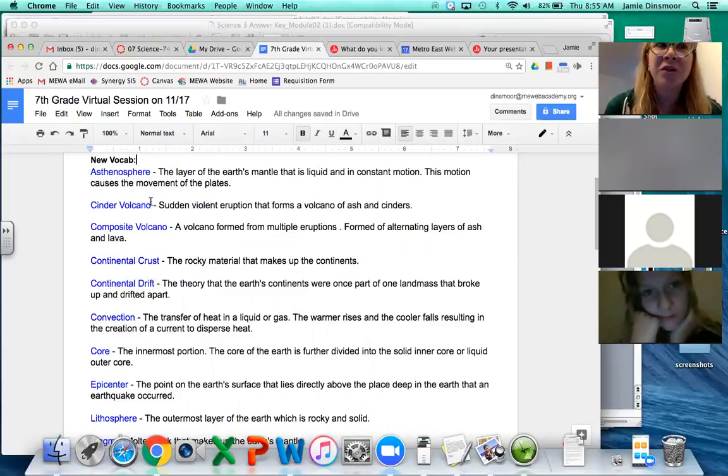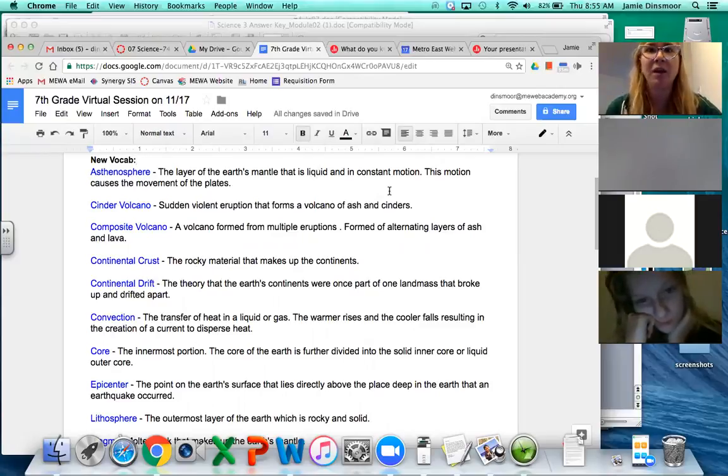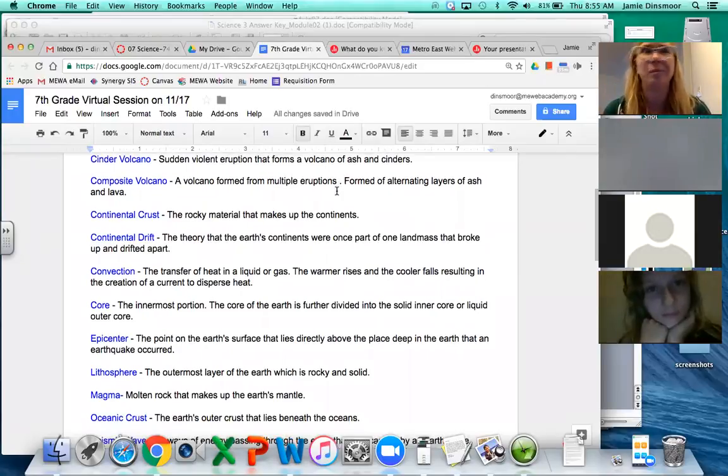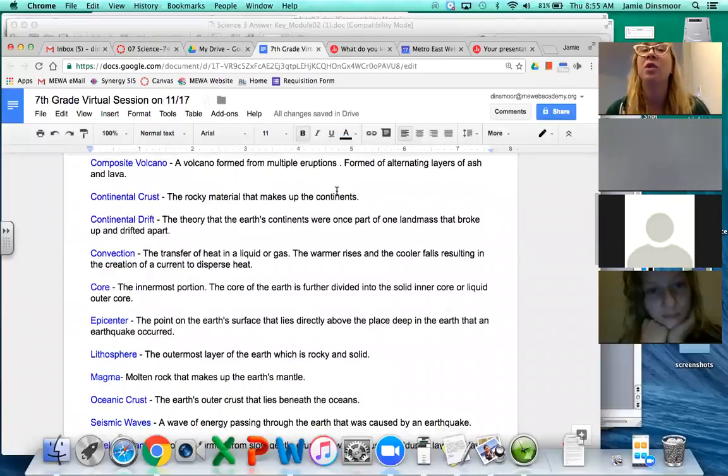So, asthenosphere is the layer of the Earth's mantle that is liquid and in constant motion. This motion causes the movement of the plates. Okay, we don't really know too much about that yet, but we'll come back to that. A cinder volcano is a sudden violent eruption that forms a volcano of ash and cinders. So a sudden eruption, there's ash. Cinders are kind of like burnt up little pieces of rock or wood. A composite volcano is a volcano formed from multiple eruptions, right? So there's layers of ash, there's layers of lava.